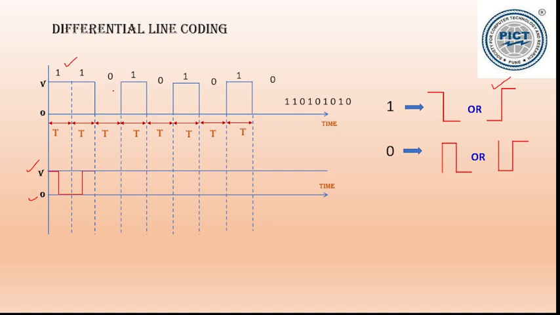Now next bit is 0. So 0 means currently the level of the signal is at plus V. So we will be using this type of pulse for the representation of 0. So this is what we are using here. Correct? Yes. So this is the 0. Now next is 1. The signal level here is at plus V, so we will be using the Z symbol here. Okay. So this is represented.